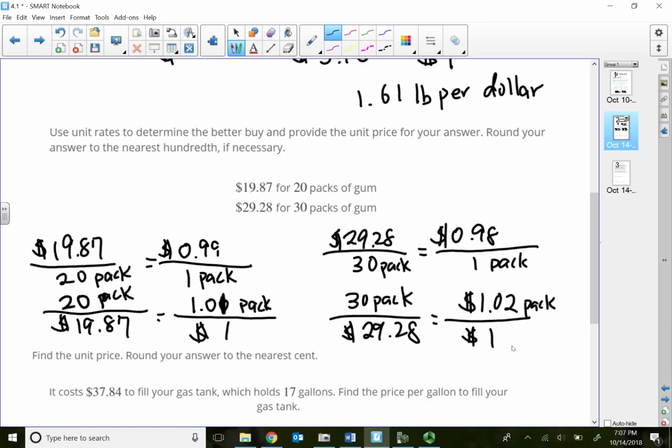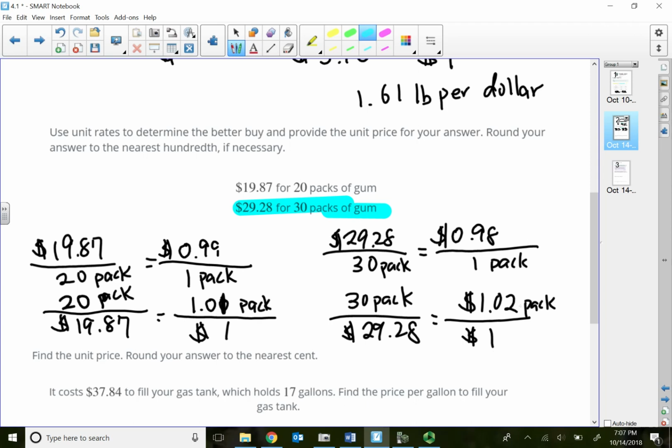All right. So which one would you rather pay? Would you pay 99 cents for one pack or 98 cents for one pack? Of course, we will always go cheaper, so we will definitely pick 98 cents per pack. So that means the $29.28 for 30 packs of gum is actually a better buy. Now, if we look at so many packs per dollar, would you pay 1.01 packs for $1 or 1.02 packs per dollar? If you look at it from the other angle, you will definitely want to pick 1.02 packs because you get more per dollar.